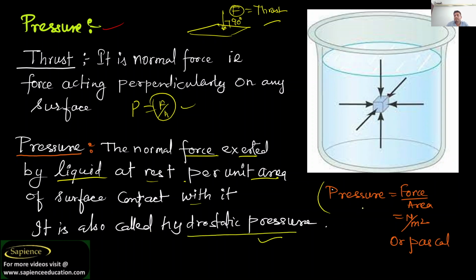Understood? So pressure basically means force by area, and the unit is Newton per meter square. You can also call it a Pascal. So this is all about pressure. Pressure is force per unit area, and the force must act perpendicularly.